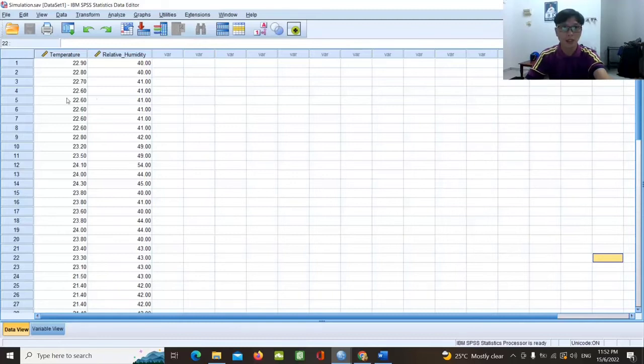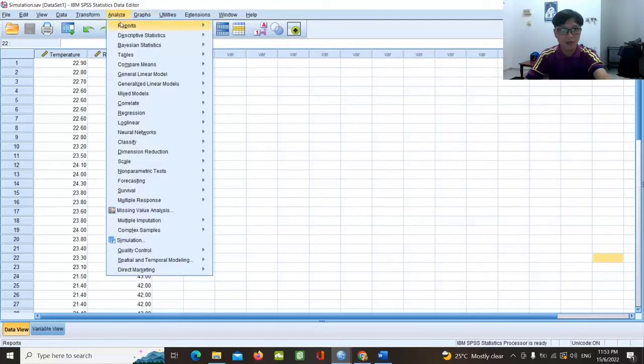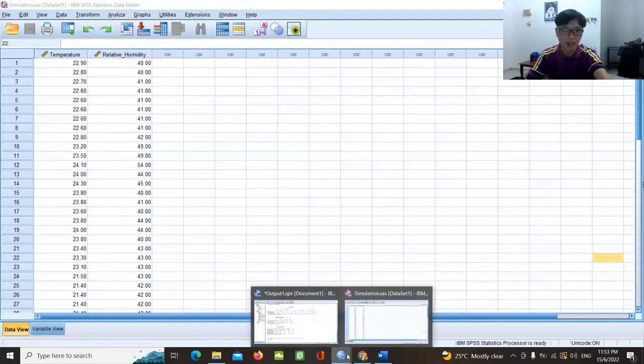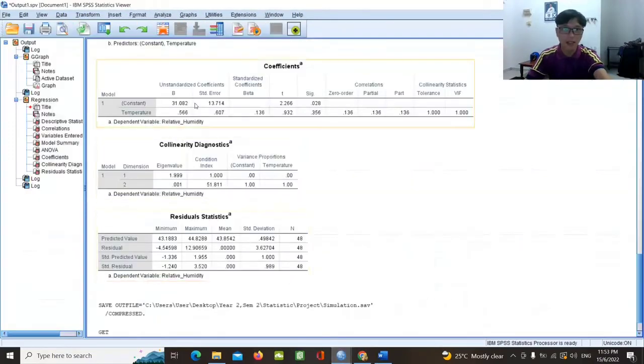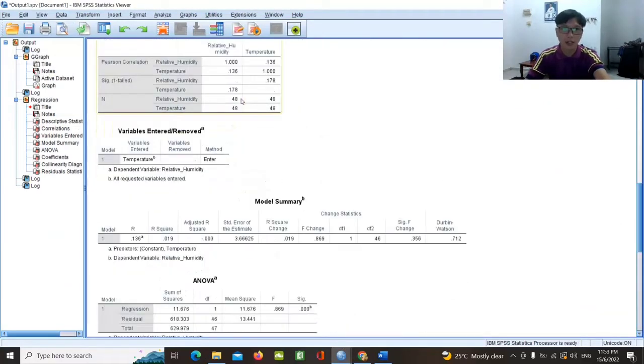I will continue to present for question E. This is our IBM SPSS Statistics data table that we get from the journal that we take. After we put in all the values and data, we go to Analysis, Regression, and we go for Linear. I already did this before, and this is the table and data that we need.